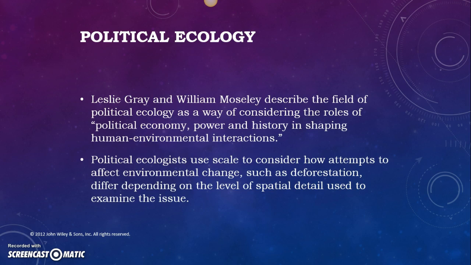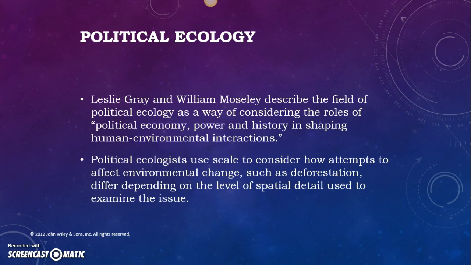So the first thing we want to talk about is an approach to geography called political ecology. Essentially, political ecology is a way of asking nested questions to ultimately get down to how things that happen at one scale can be affected by things that happen at other scales in other places. As your book says, Leslie Gray and William Moseley described the field of political ecology as a way of considering the roles of political economy, power, and history in shaping human-environment interactions. So this is basically a similar way of saying some of what I was saying earlier.